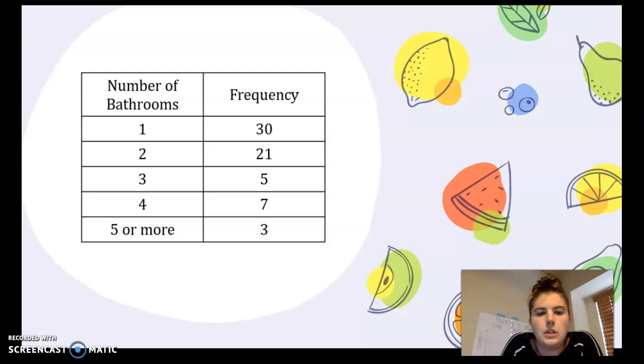Can anybody answer what type of table this is? Jessica? You're correct, Jessica. This is a frequency table because it represents different values and how often those values occur. This specific frequency table is showing the number of bathrooms in someone's household. So here we have, the first is one bathroom, which 30 people had.